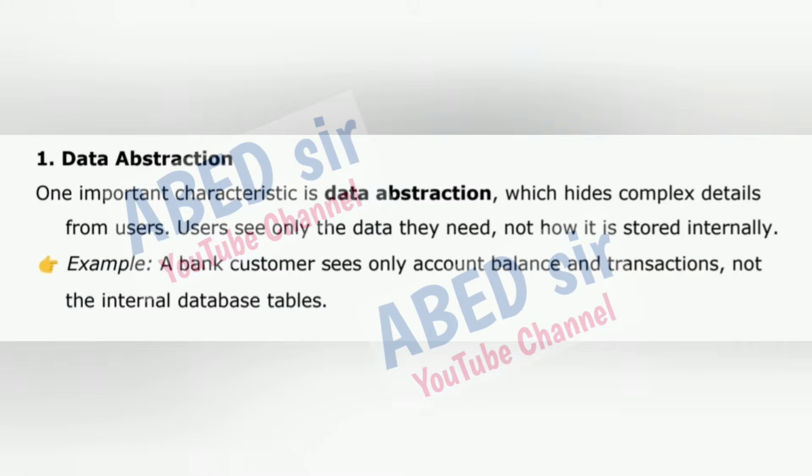1. Data abstraction. One important characteristic is data abstraction, which hides complex details from users. Users see only the data they need, not how it is stored internally. Example, a bank customer sees only account balance and transactions, not the internal database tables.